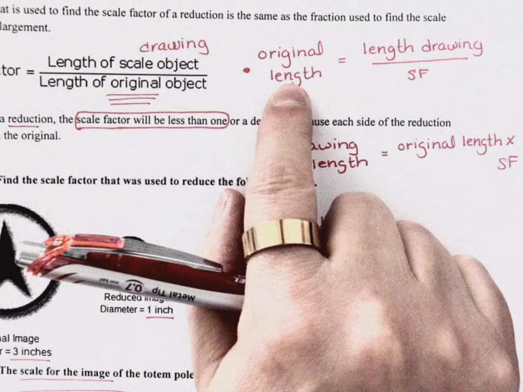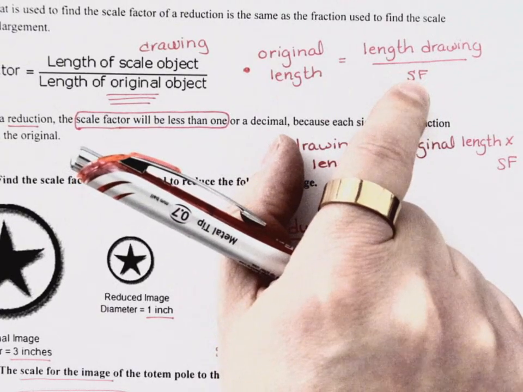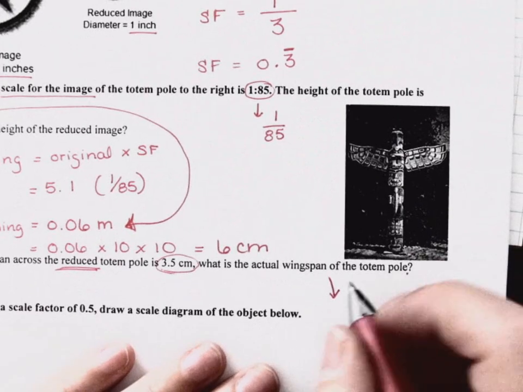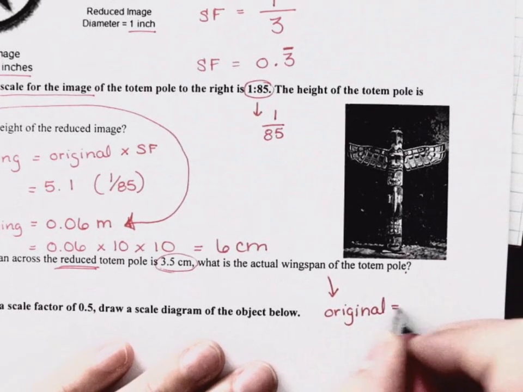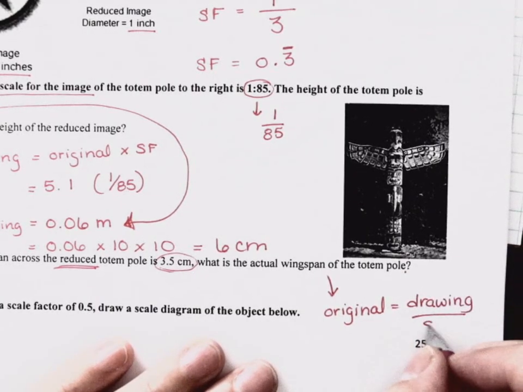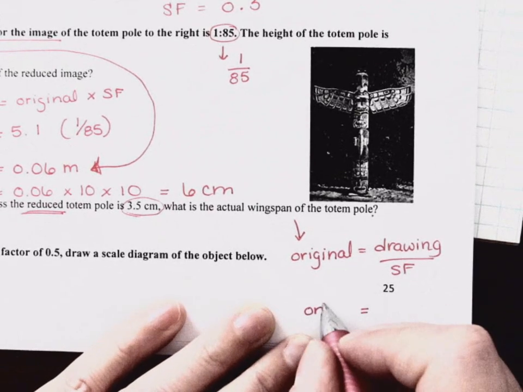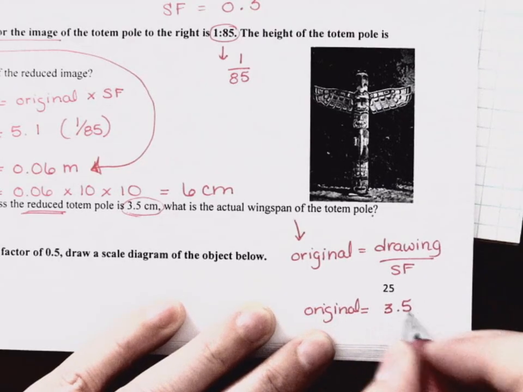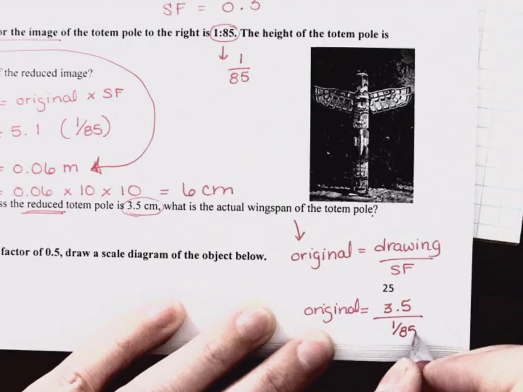We're trying to find the original length, and we take the drawing length and we divide it by the scale factor. Drawing length divided by scale factor. So for the original, that is the drawing divided by the scale factor. So we've got 3.5 divided by 1/85.